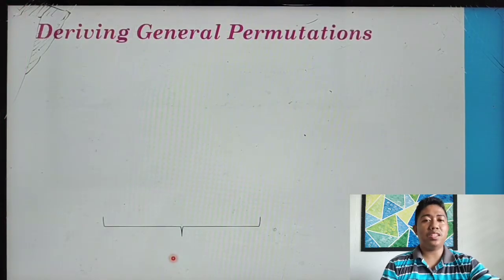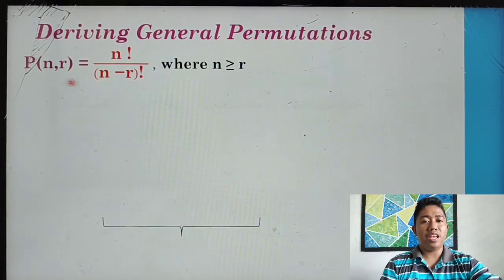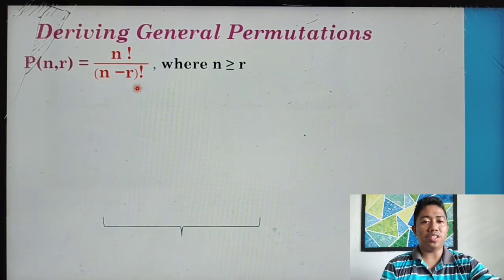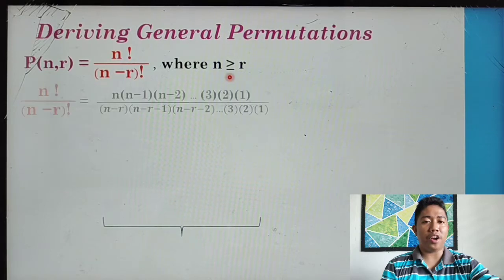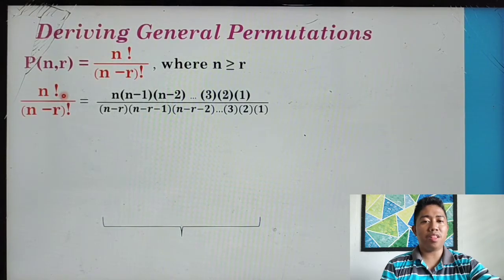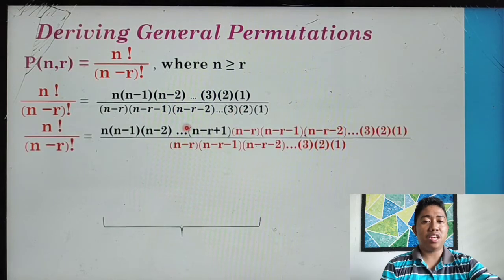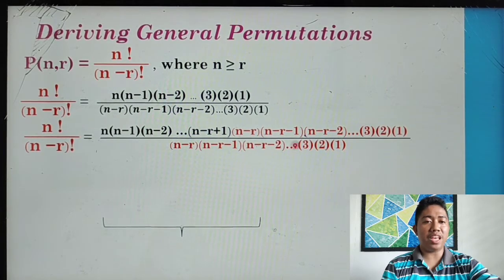Of course, we have already discussed in the previous video how to derive general permutations. We are using the formula for general permutations, where n is greater than or equal to r. Then we expand both the numerator and denominator based on the factorial notation. So we have n factorial, and in the denominator we have n minus r factorial. We added an additional term in order to connect to the next factor form, so that we can cancel these terms.